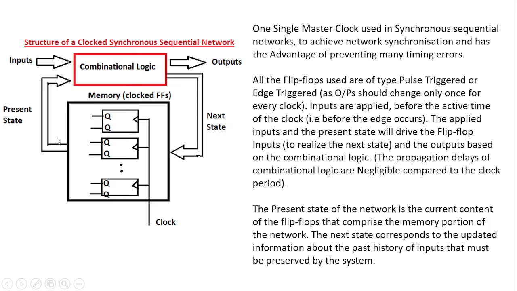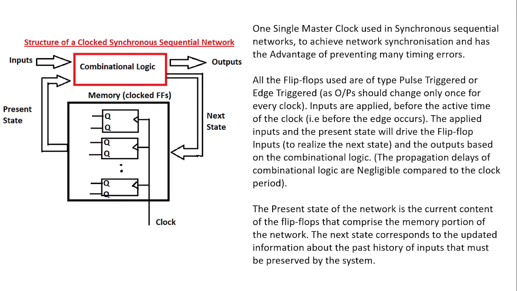Here we mark two things: the present state and the next state. All these circuits have three characteristics. Only a single master clock is used, and since it is a single master clock, network synchronization is possible and it prevents a lot of timing errors. All the flip-flops used here should be pulse-triggered or edge-triggered flip-flops. This is compulsory because these flip-flops should obtain their outputs only one time during the clock cycle. Only edge-triggered or pulse-triggered flip-flops have that property, that is, the output changes only for a particular transition of the clock cycle.